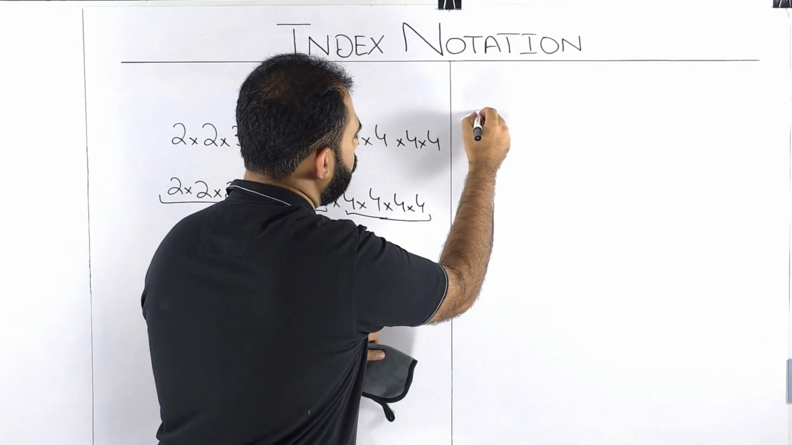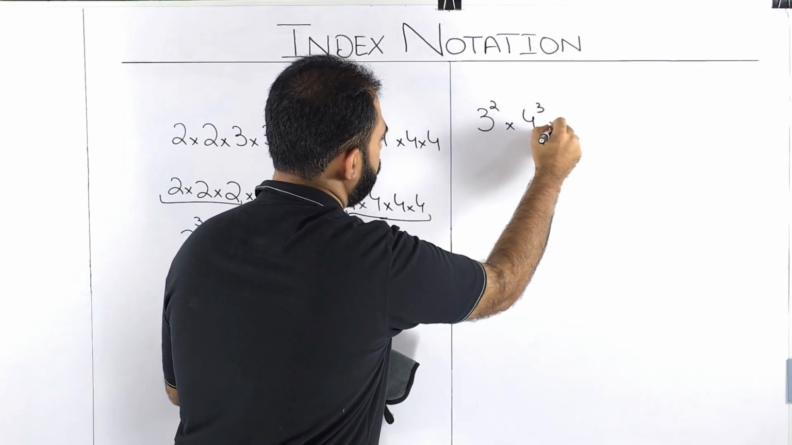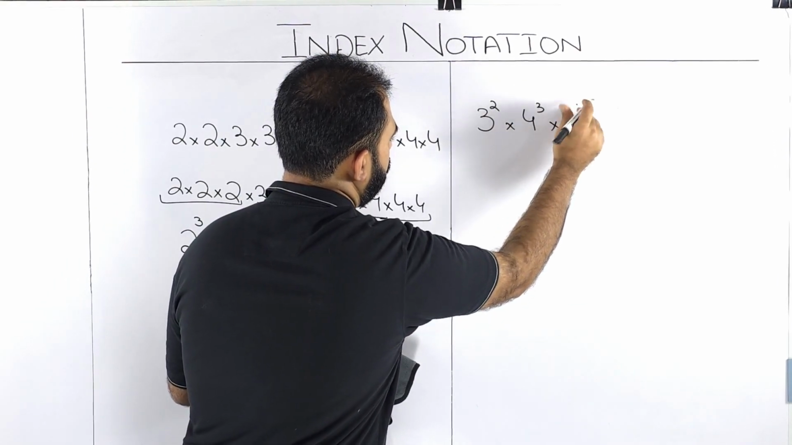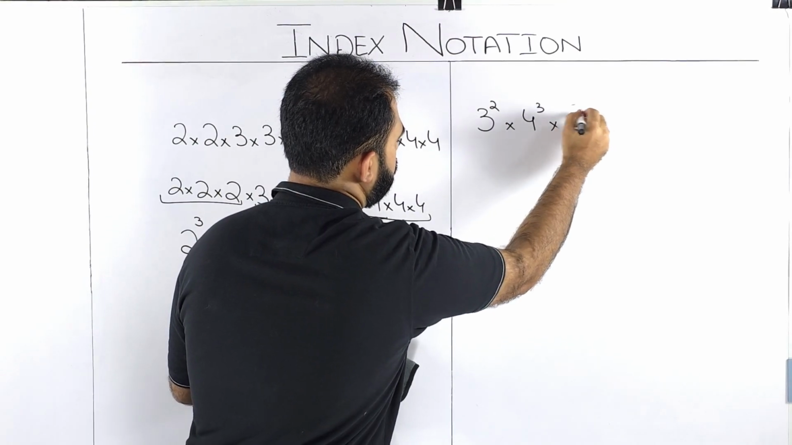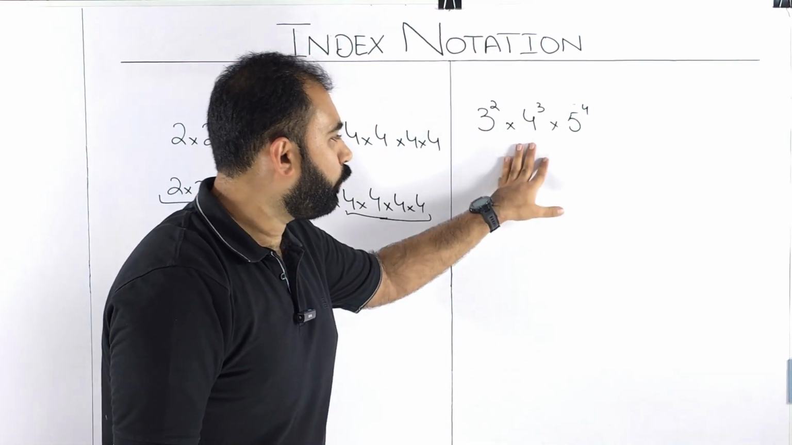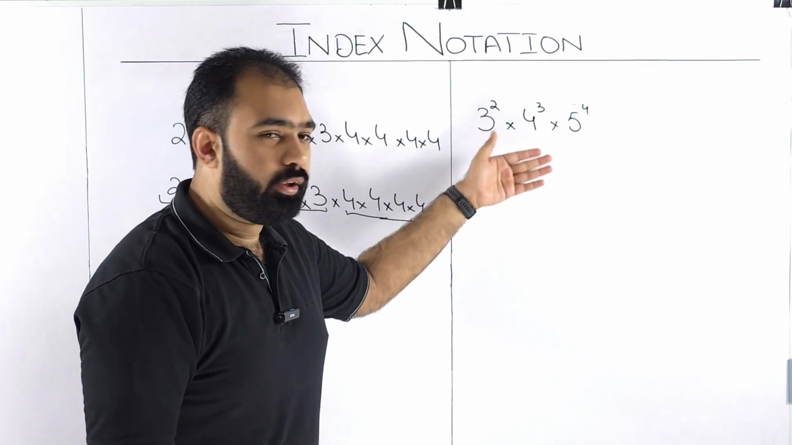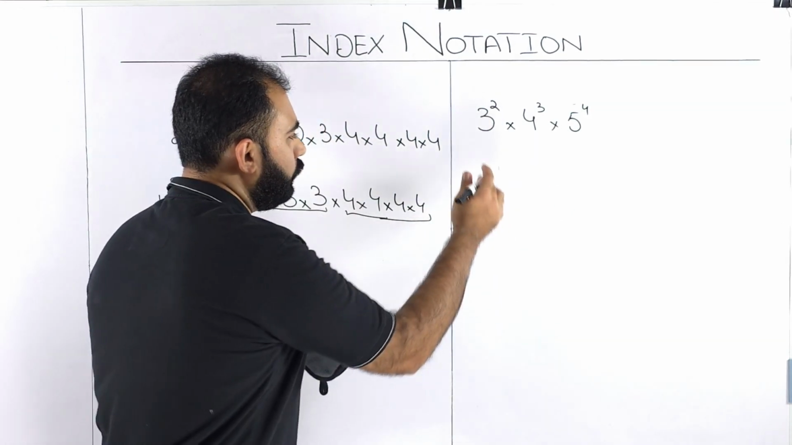Let's say I have 3 square into 4 cube into 5 raised to power 4. I want to convert it into standard form. How will I do that?